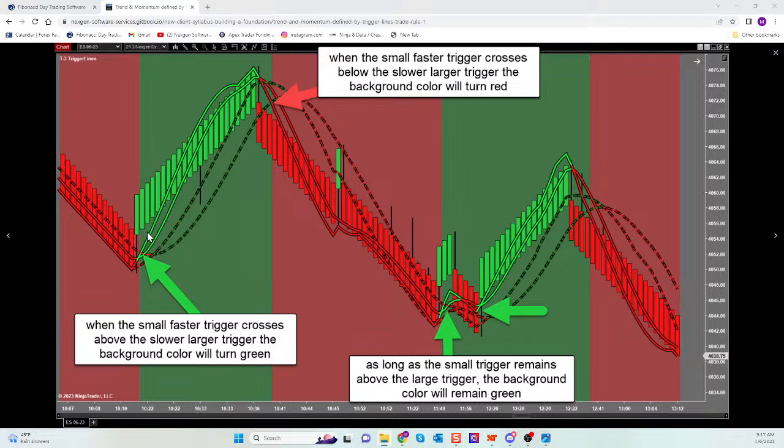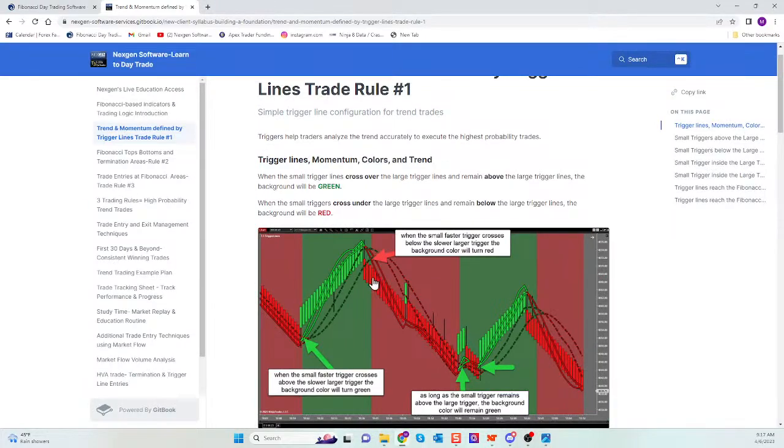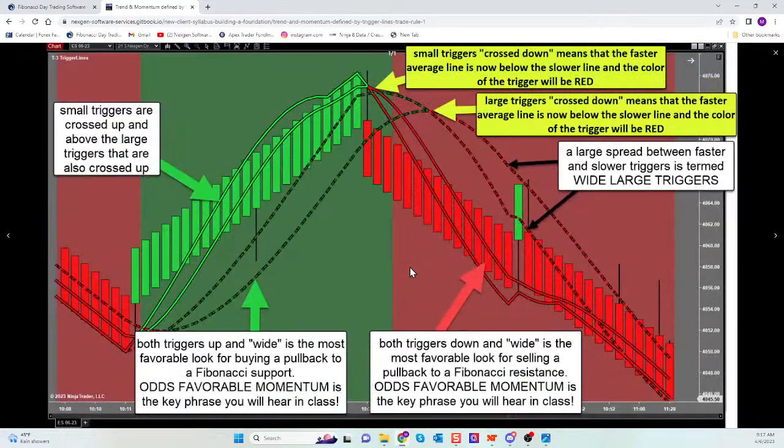When your smaller, faster triggers, these solid lines, break above the large, it paints the background green. It lets you know that you should be looking for rules to be met for high probability trend trades long. When those small triggers break below the large triggers, you can see that it paints the background red. Guys, this is the first advantage that you're going to give yourself, is just trading with the trend. Because when you're trading with the trend, the triggers are on the correct side, the momentum's going the right way. Everything kind of tends to work a little easier.